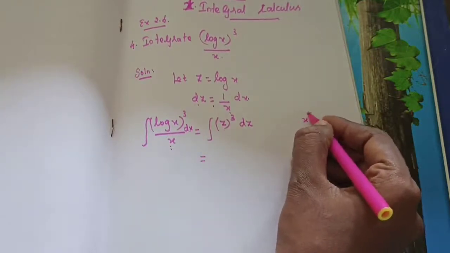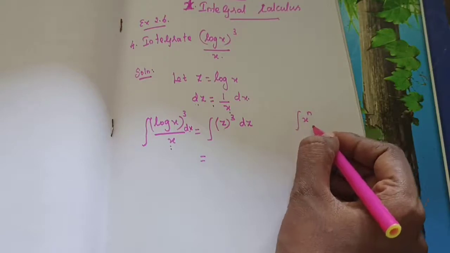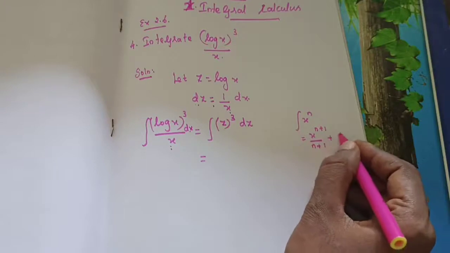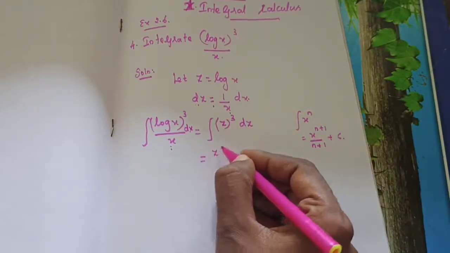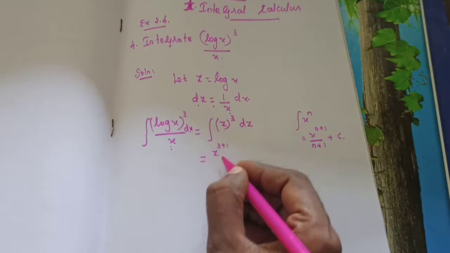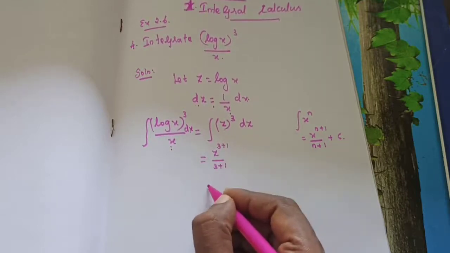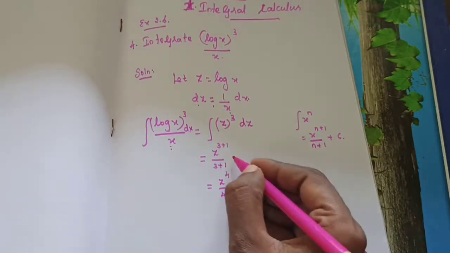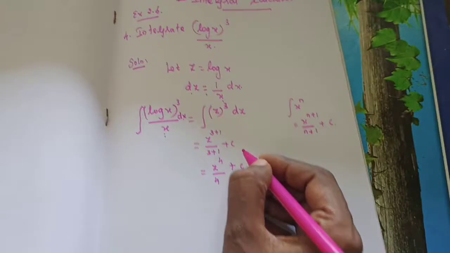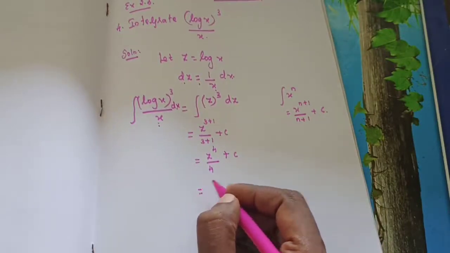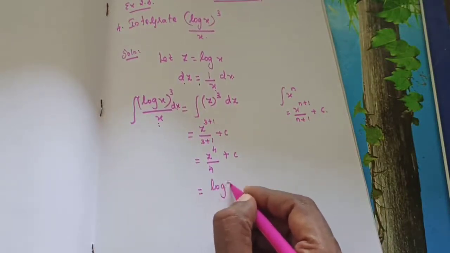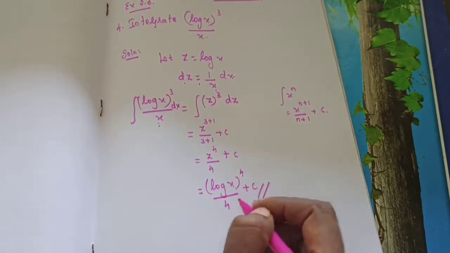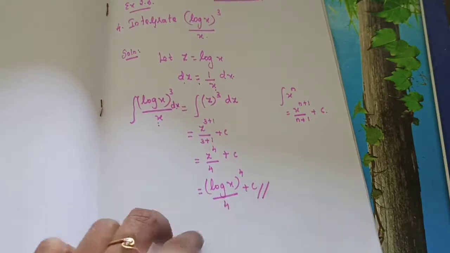Now you can integrate. What's the formula for the integration of x power n? x power n plus 1 divided by n plus 1, plus c. The same formula we will use here: z power 3 plus 1 divided by 3 plus 1, that's equal to z power 4 by 4, plus c, one integration constant, don't forget. Now substitute the z value, log x. So (log x) the whole power 4 divided by 4 plus c. This is the answer. Have you got it? Okay, let's move to the next problem.